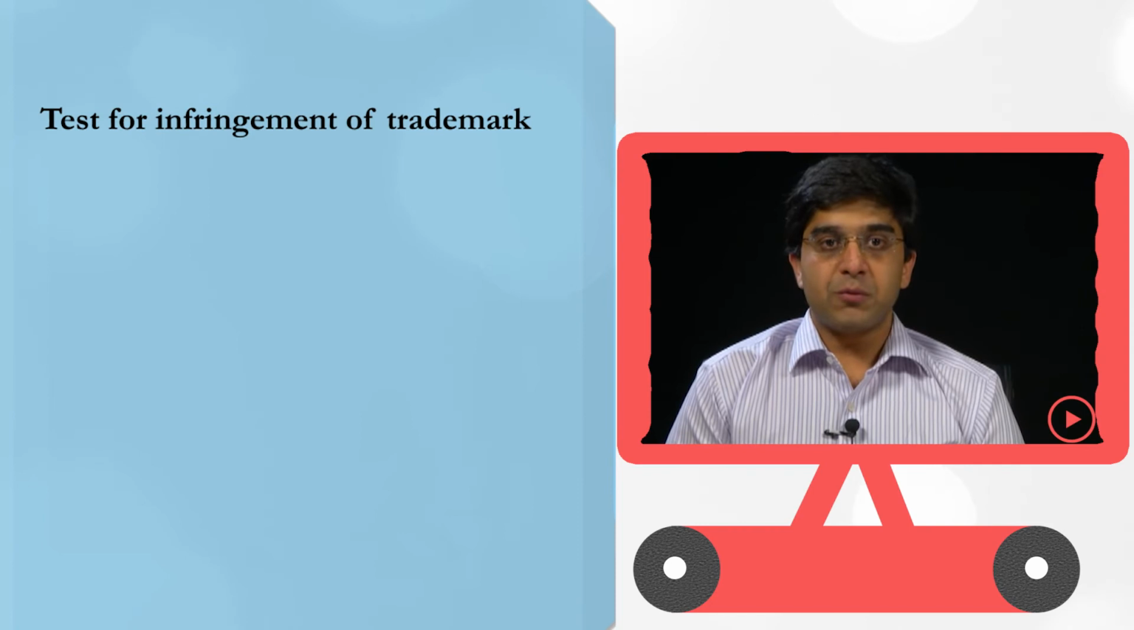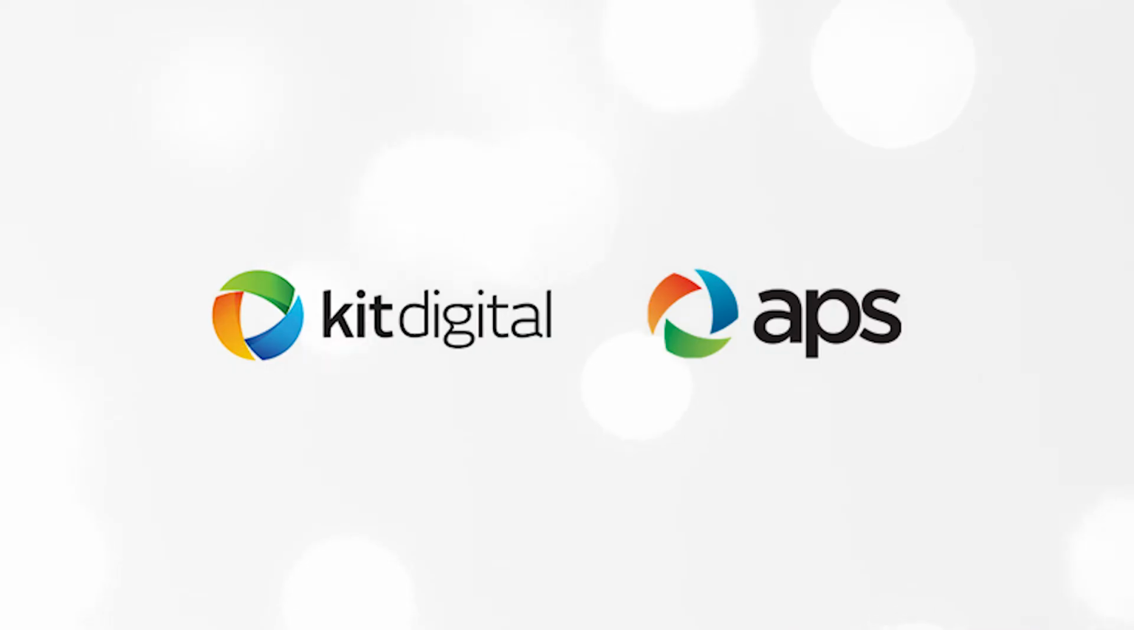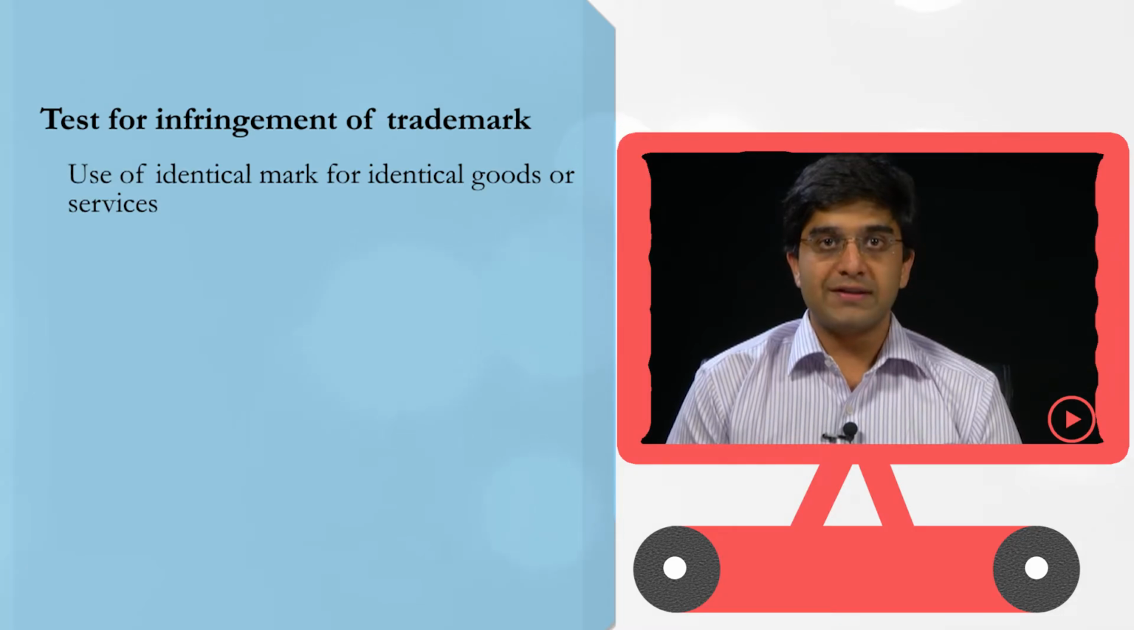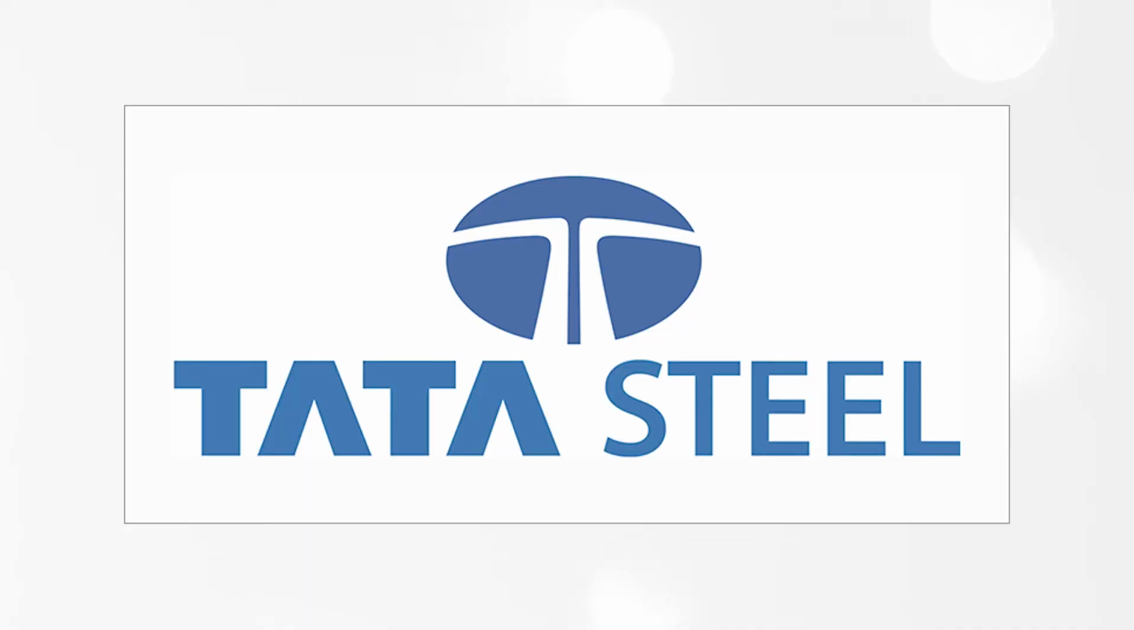Now let's understand the test for infringement of a trademark. There are four situations possible here. A defendant or an infringer may be using an identical mark for identical goods or services. For example, someone uses Tata for steel. As you know, the Tata Group is the owner of the Tata trademark and it makes steel, and since the infringer is using an identical trademark for identical goods, this amounts to infringement of trademark.